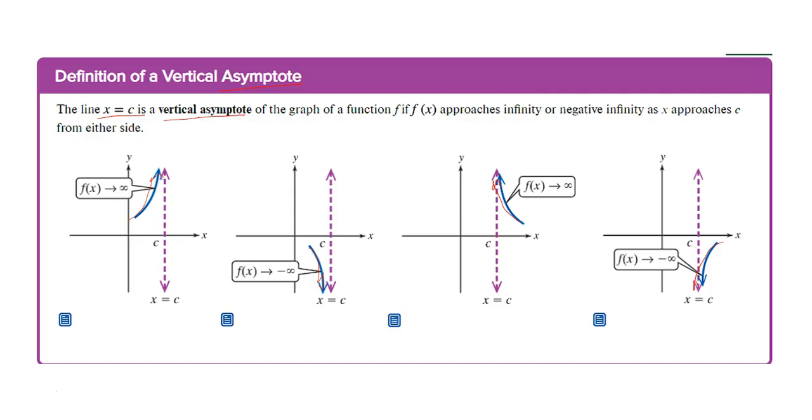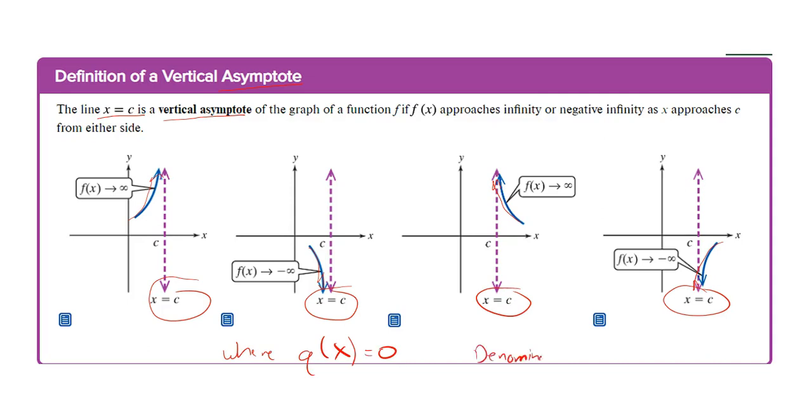There's a very simple way to determine if x equals c, that line, is a vertical asymptote, because these are going to be the regions where p of x over q of x, where the denominator equals 0. So if we want to determine where the vertical asymptotes of a rational function will occur, then we just need to find where the denominator will be equal to 0.